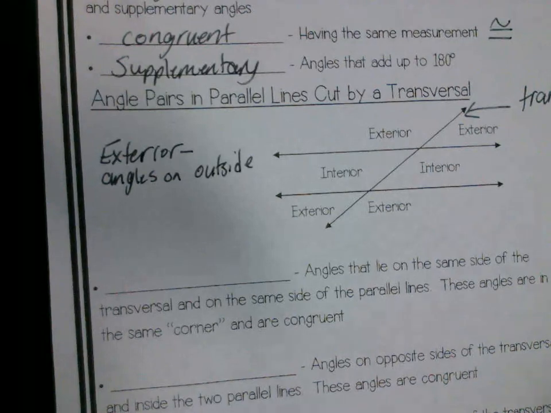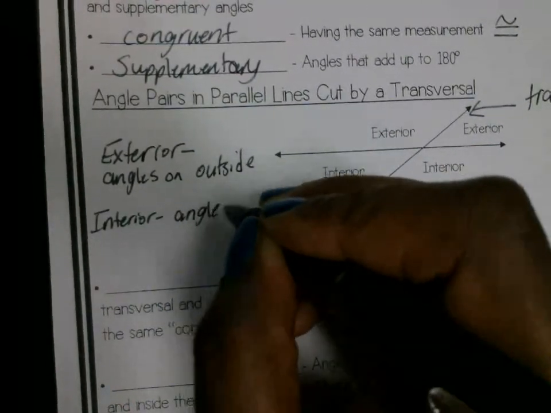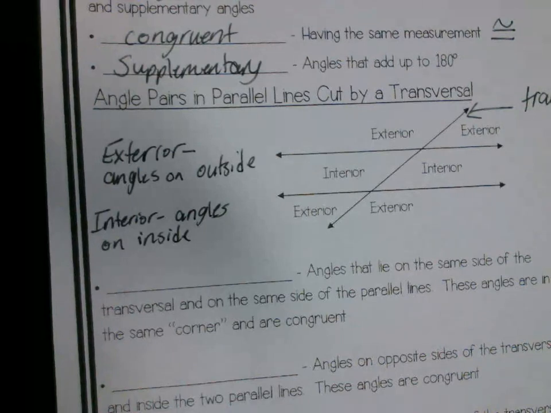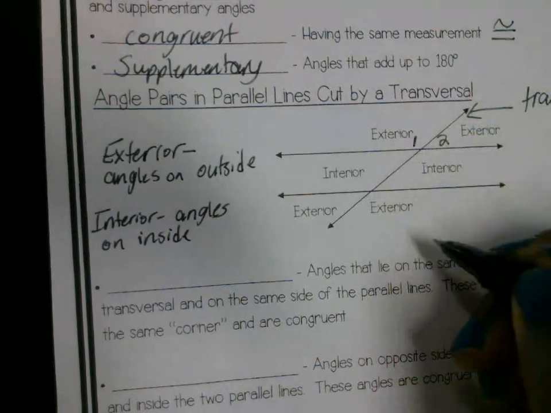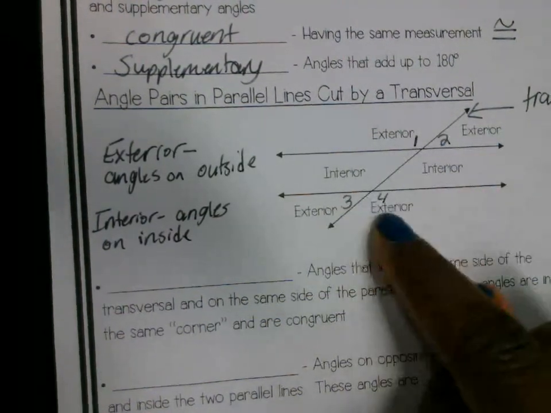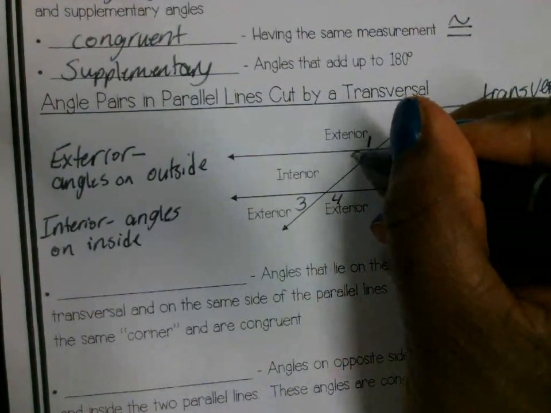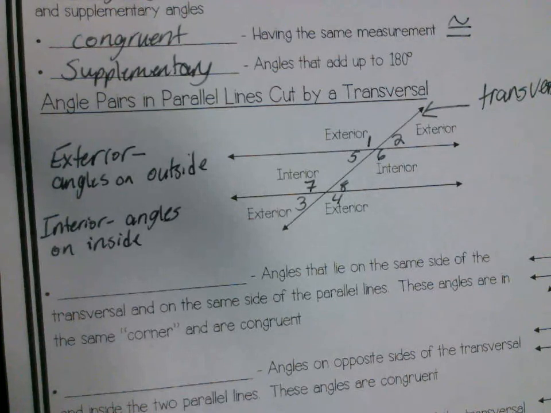Interior angles are angles that are on the inside, on the inside of a shape or on the inside of the parallel lines. So these are your exterior angles: 1, 2, 3, 4. These angles are on the outside. The interior angles are angles 5, 6, 7, and 8. These are your interior angles, the angles that are on the inside.